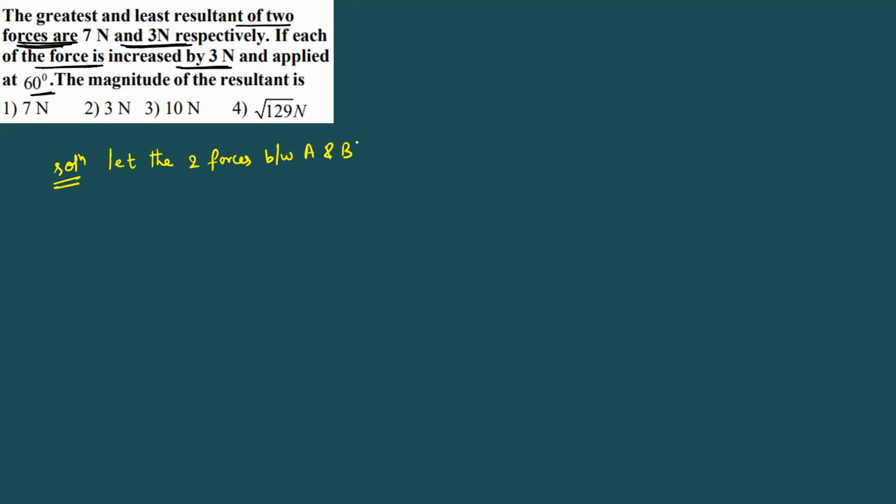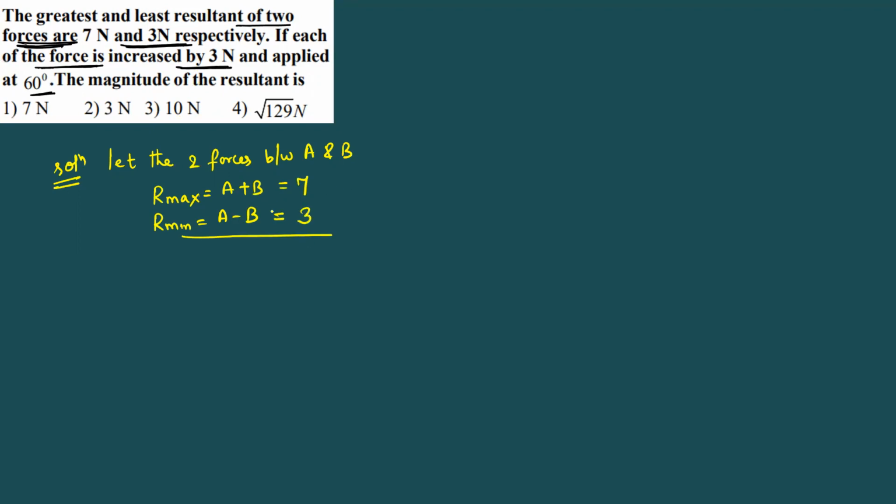What is the maximum possible resultant? As seen in the concept videos, the maximum possible resultant of two vectors is A plus B when they're acting in the same direction. And the minimum possible resultant is A minus B. He's telling the maximum possible resultant is 7, so A plus B should be 7. And the least resultant is 3. So A plus B is 7, A minus B is 3.